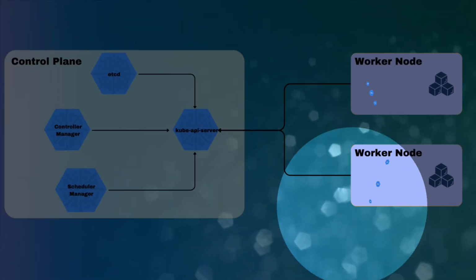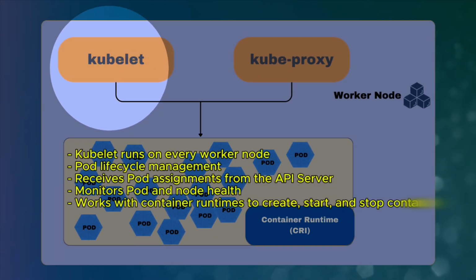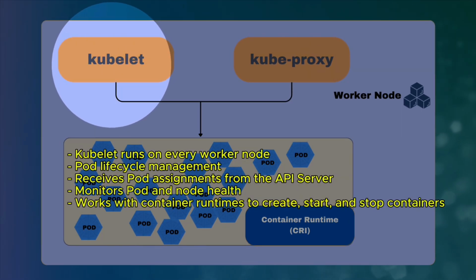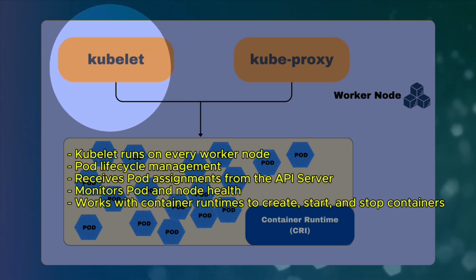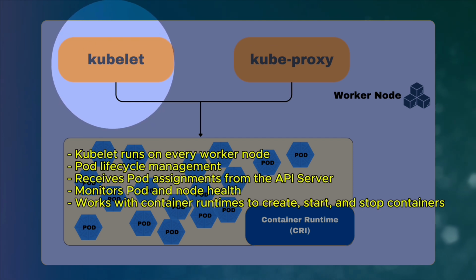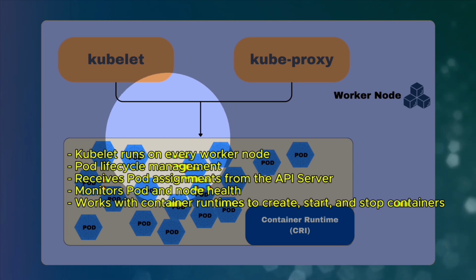Worker nodes run the application workloads as pods. Kubelet is an agent that runs on every worker node in a Kubernetes cluster. It is responsible for ensuring that the containers in a pod are running and healthy according to the specifications provided by the Kubernetes control plane.